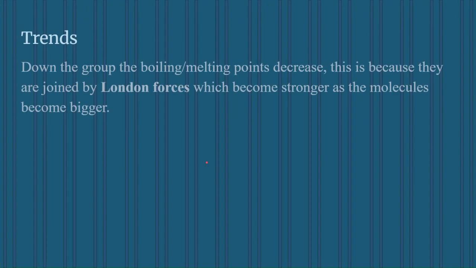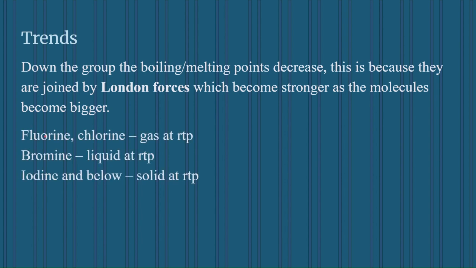Halogens. Down the group of halogens, the boiling/melting points increase. This is because they are joined by London forces. Again, topic 1. And they become stronger as the molecules become bigger because there's more electrons. The fluorine, chlorine, they're gas at room temperature pressure. Bromine's liquid at room temperature pressure. And iodine and below are solid at room temperature pressure.